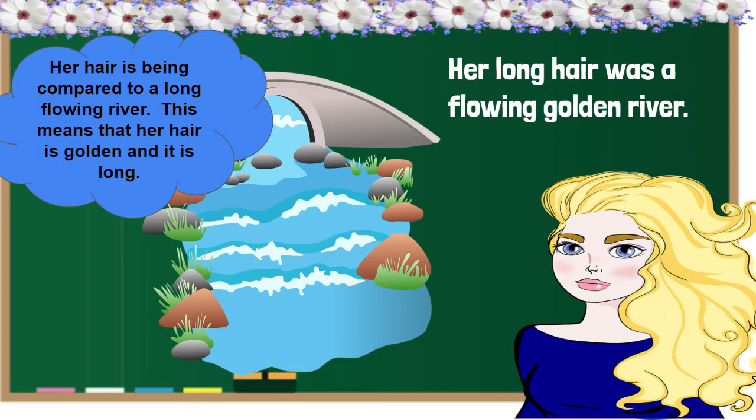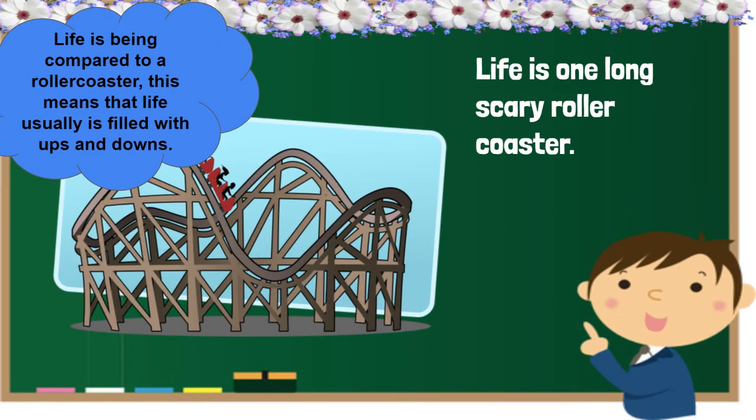Her long hair was a flowing golden river. Her hair is being compared to a long flowing river. This means that her hair is golden and it is long. Life is one long, scary roller coaster. Life is being compared to a roller coaster. This means that life usually is filled with ups and downs.